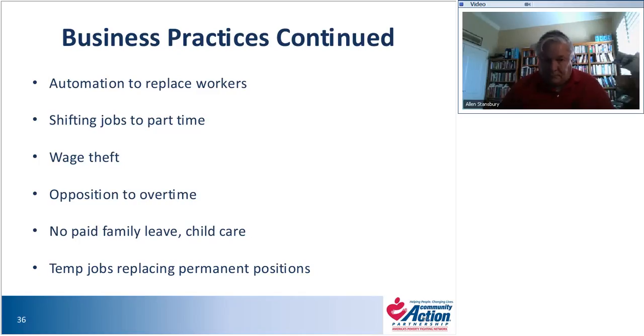And then you've got temp jobs replacing permanent positions. There's about 2 million temps in the U.S., most of them young, most of them minority. And this is another way that employers do not have to pay decent wages with benefits. So then we look at the unhappy things that businesses have been doing, and on the next slide, we're going to look at what government has been doing in response to all of these changes.